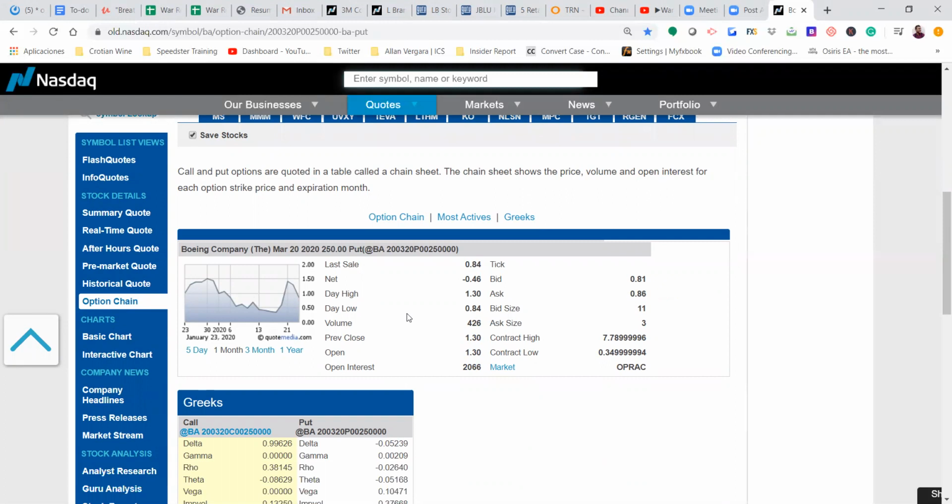Now, I want you to take a look at this. The spread now is lower. It's only 5 cents. The open interest went up, 2,066, and the volume now it's higher and higher. Okay, so someone is noticing it slowly but surely.